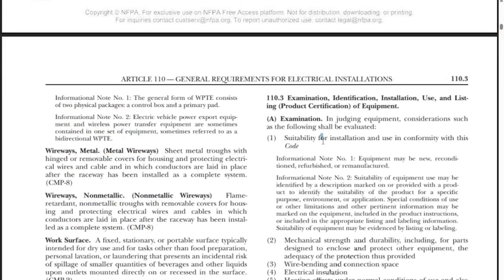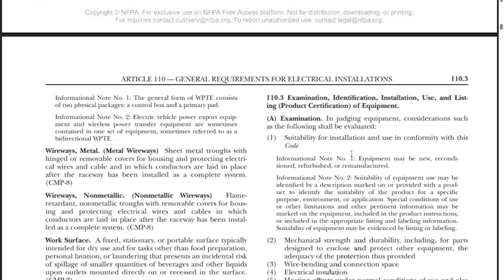All right, the next one, same thing. It all falls within the same overall idea. Things have to be labeled, examined, identified. So examination, which is 110.3, identification, installation, use, and again listing, product certification of equipment. In judging equipment, considerations such as the following shall be evaluated and suitable for the installation and use in conformity with this code. Literally all you have to highlight for this, for 110.3, is that note.